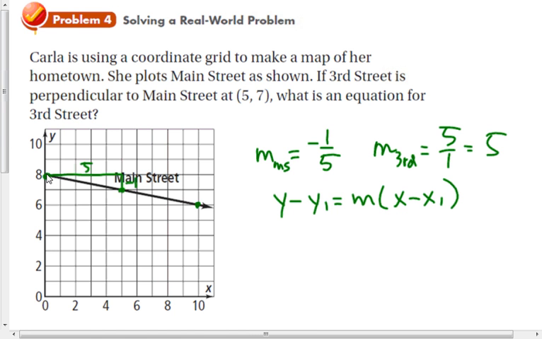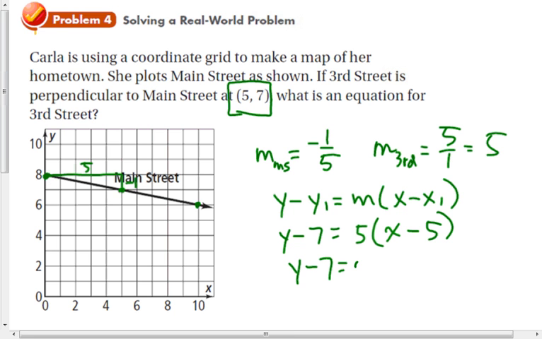And we needed to go through this point, (5, 7), so we'll do y minus 7 is equal to 5 times x minus 5. And if we had to simplify that a little bit, which isn't a bad idea, we would just use the distributive property and multiply that out, and then add 7 to both sides, and we get y equals 5x minus 18. That would be a very simple equation for that. All right, you try that.